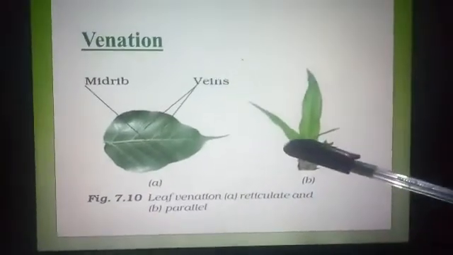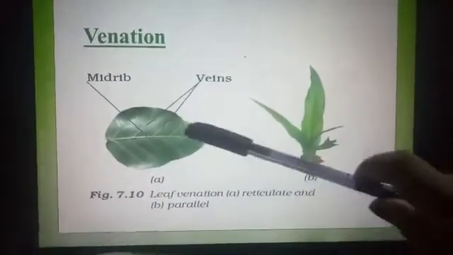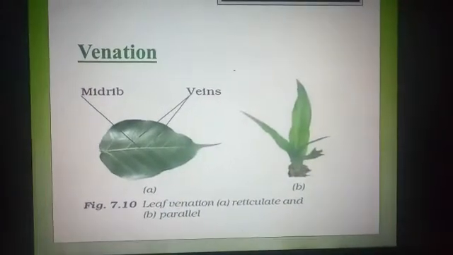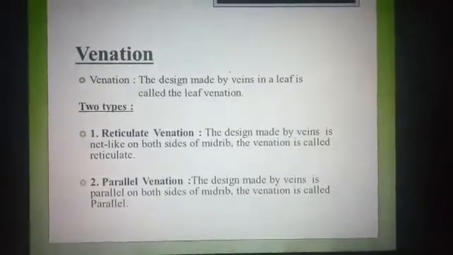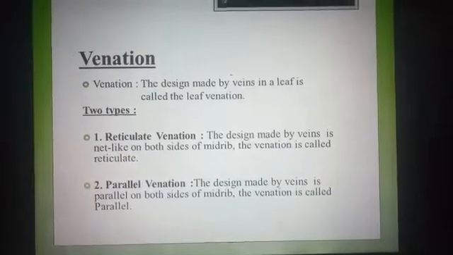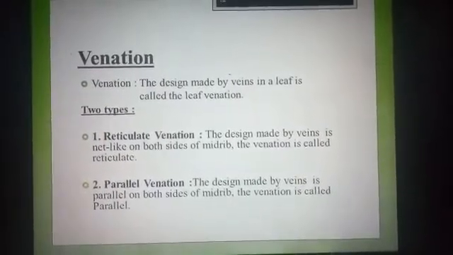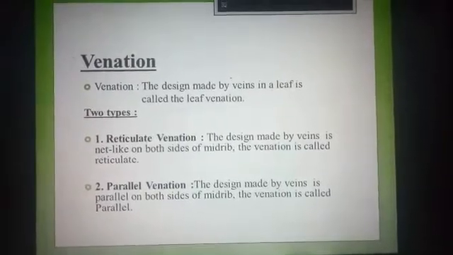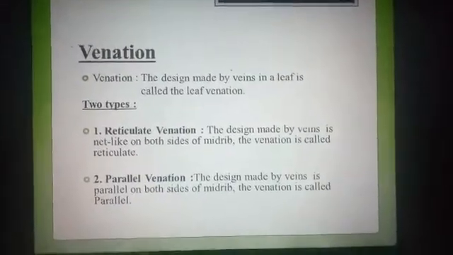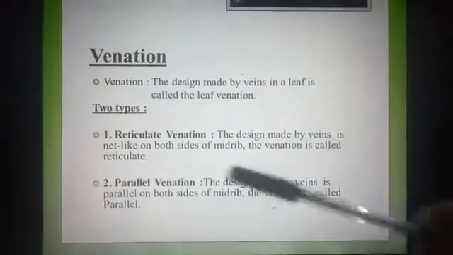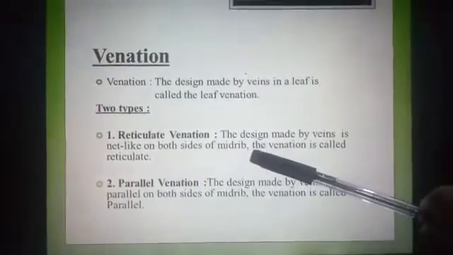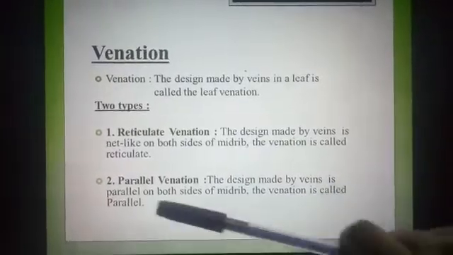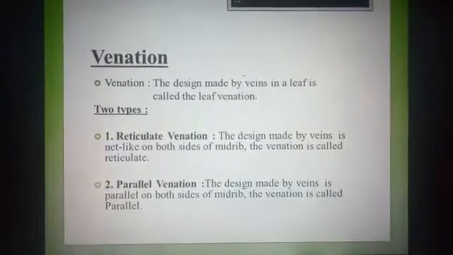So you have two categories of venation. First one is reticulate venation, this one, and this one is parallel venation. So have a look here. Venation means the design made by veins in a leaf. How the veins are on the leaf, what their arrangement is, that one is known as venation. And there are two types. First is reticulate, that means the design made by veins is net-like on both sides of the midrib, right? But if the veins design is parallel on both sides of the midrib, then it is known as parallel venation. So have a look here, what type of venation is it, right? This impression is of reticulate venation.